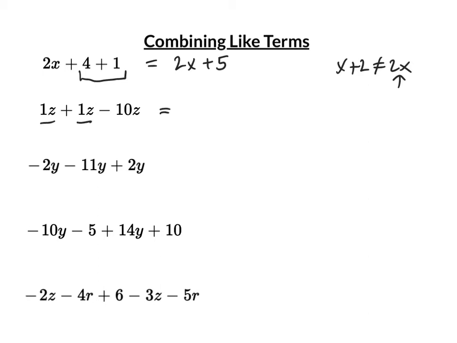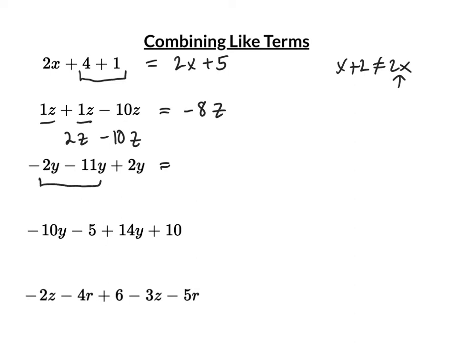1z plus 1z, that makes 2z. 2z minus 10z. And those are like terms. And 2 minus 10 is negative 8. Negative 8z. Next example.